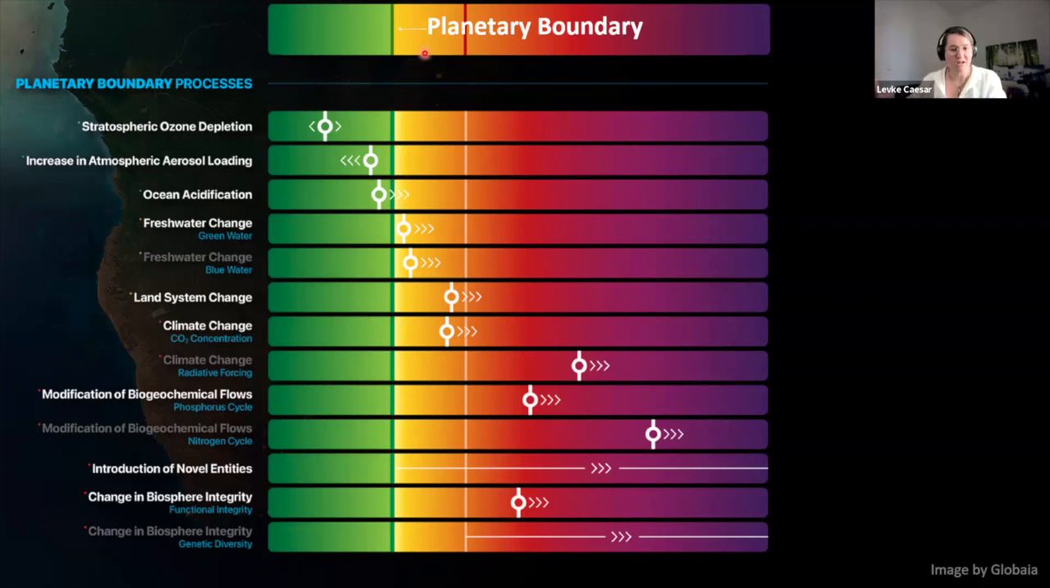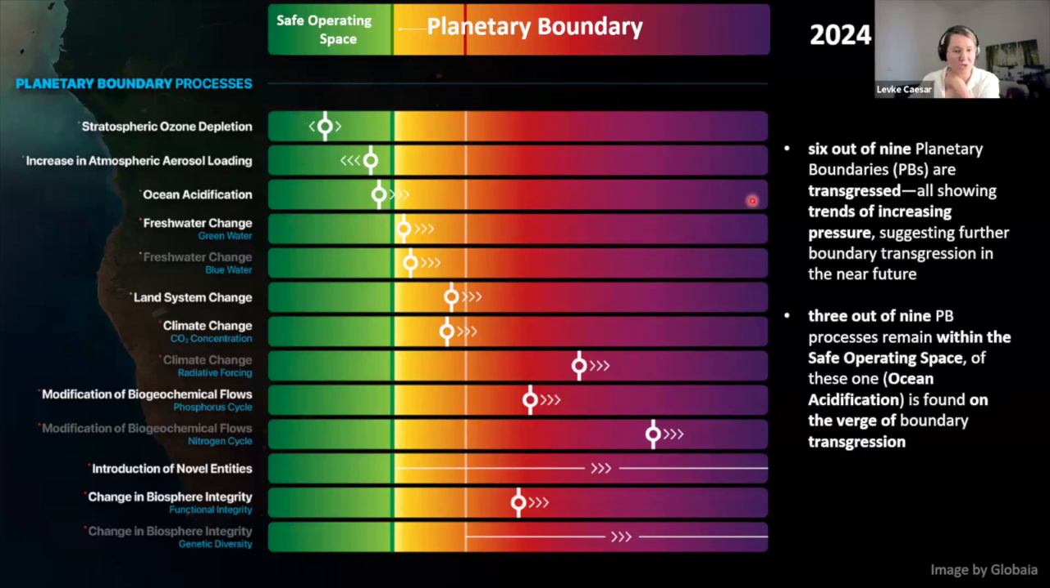So as mentioned, the idea is that as long as you're below the planetary boundary, you are in a safe operating space where planetary health can be preserved. And here you can now see the assessment for the 9 planetary boundaries from last year. And what they show is that 6 out of those 9 planetary boundaries are transgressed, and all of them, as shown by the little arrows here, show trends of increasing pressure, suggesting further boundary transgression in the near future.